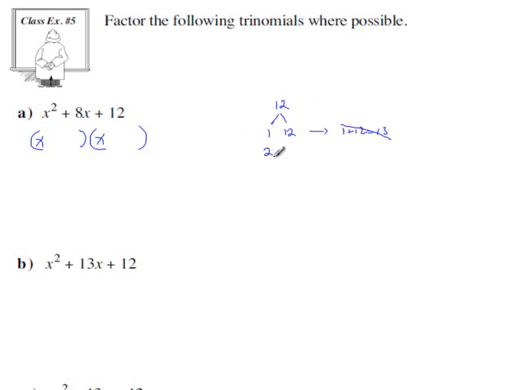Another factor, 2 times 6 is 12, and 2 plus 6 is 8. So here's our numbers. We found two numbers that multiply to get 12 and add to get 8. Positive 2 and positive 6. So there's your factored format.